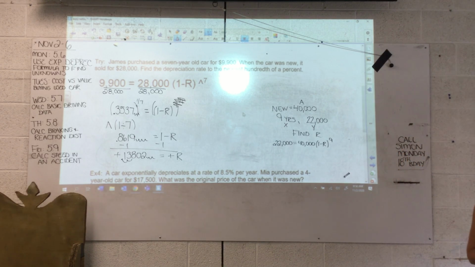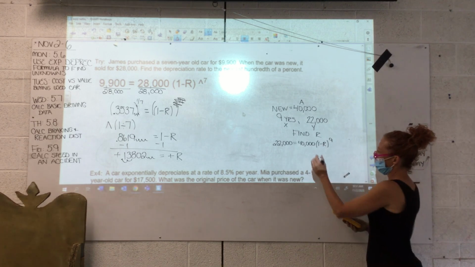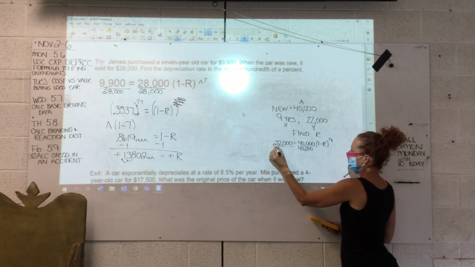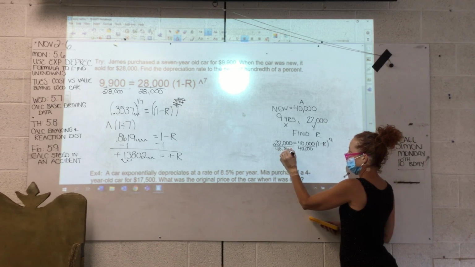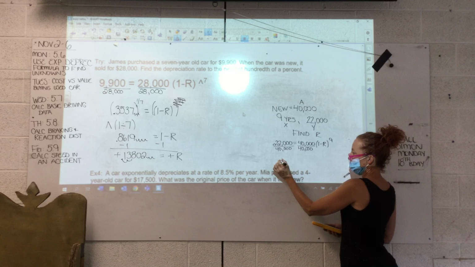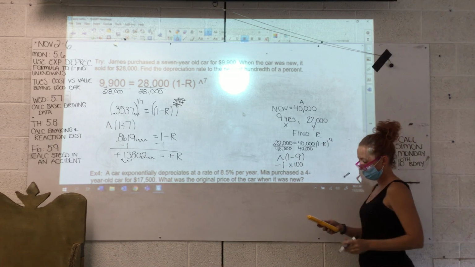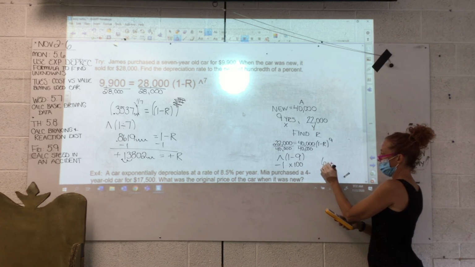You know what to do? You just divide by the original cost. But you have an algebra base that not everybody came in with. So those shortcuts, the more you understand, the easier it is, which is true of all things, not just math. And then you're going to take it to the 1/9, and then you're going to subtract 1 and multiply by 100. And you get 6.4%.